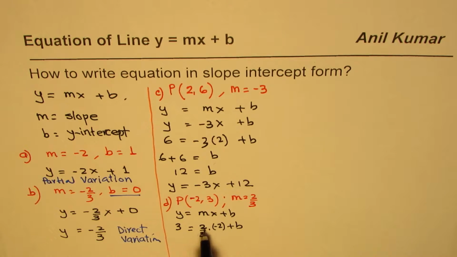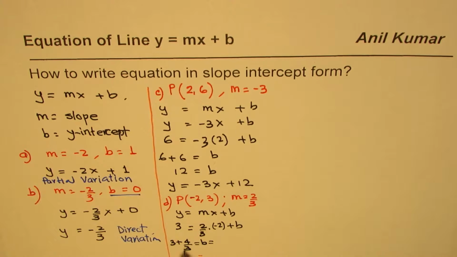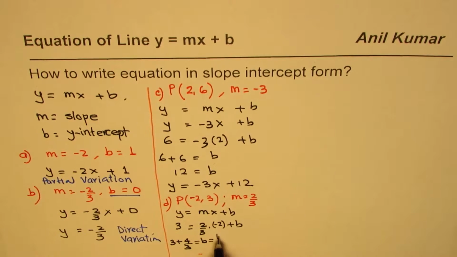So minus times plus is minus 4. When you take it to the left side, it becomes plus 4. So it is 3 plus 4 over 3 is the b value, which is 3 times 3, 9, 9 plus 4 is 13, so 13 over 3 is b.